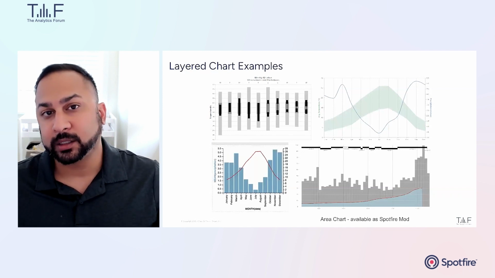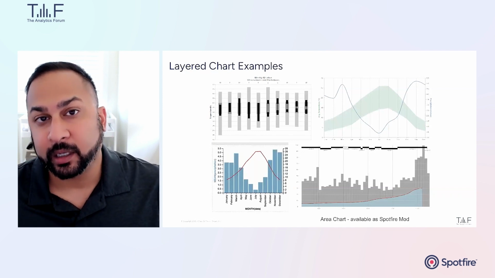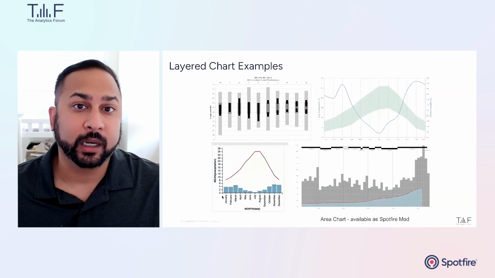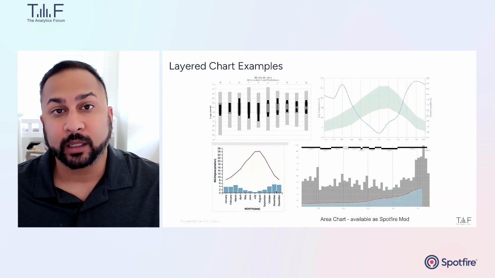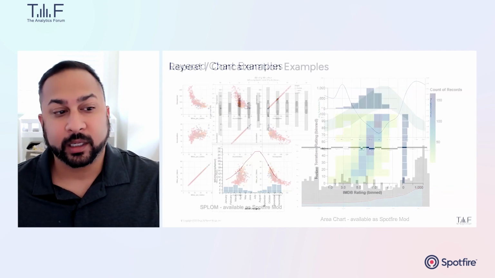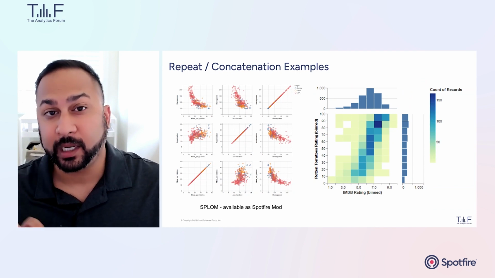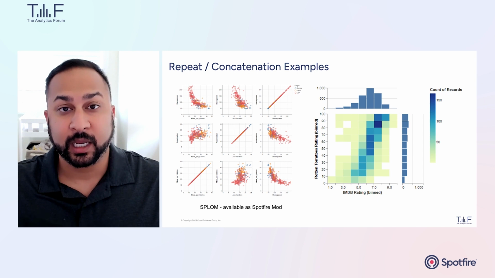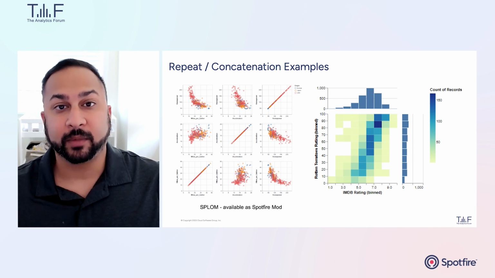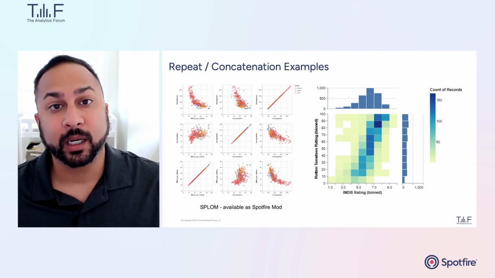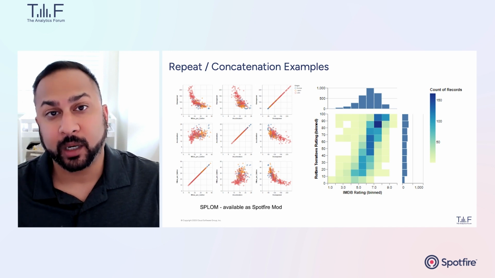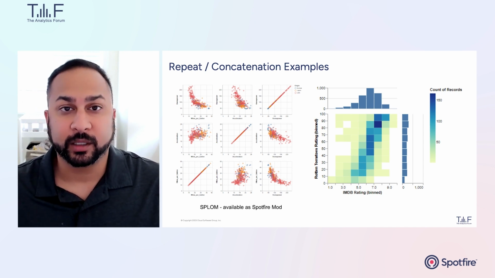But on the top right, you're seeing a shaded region, and that could be an integration or a layering of the area chart and the line chart together. So layering is very powerful. Now with repeat and concatenation on the left, you're seeing repeated data used in each individual cell, and that can be created for something like a SPLOM mod. We do have a SPLOM mod, a scatter plot matrix mod, available for you to download.